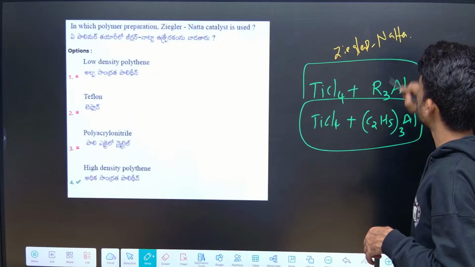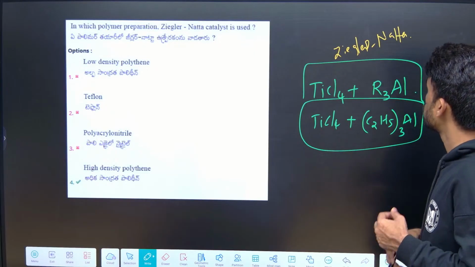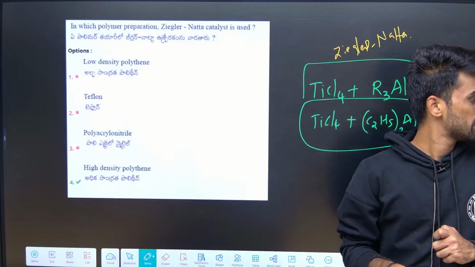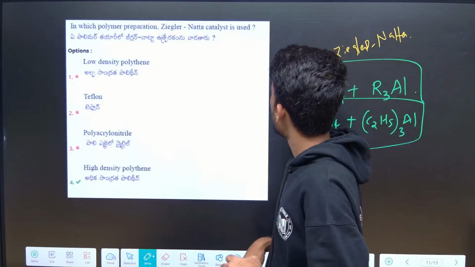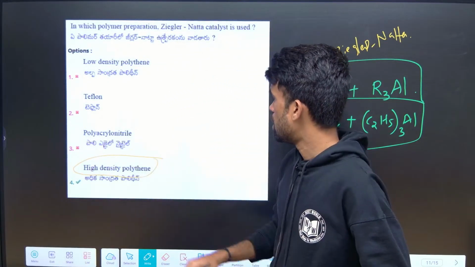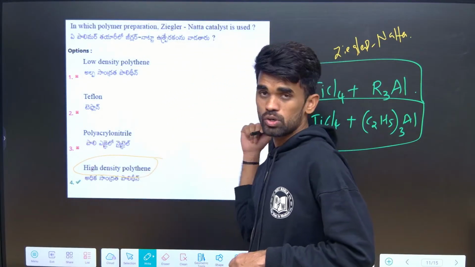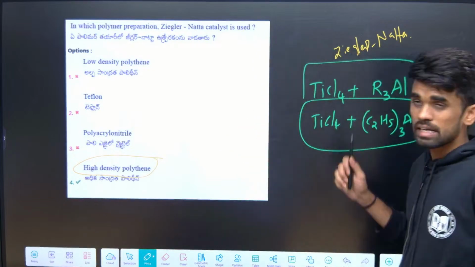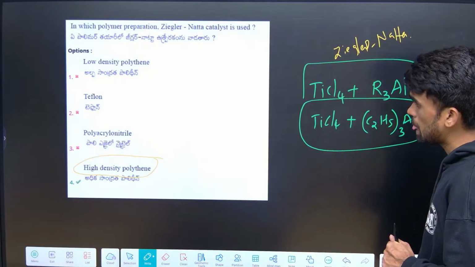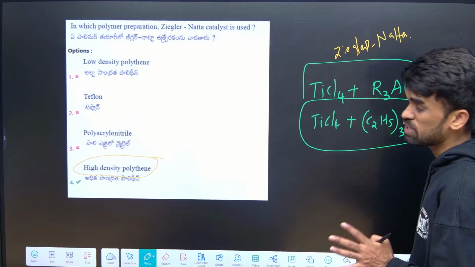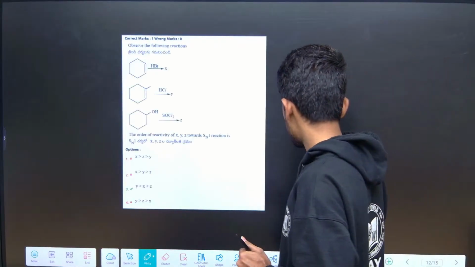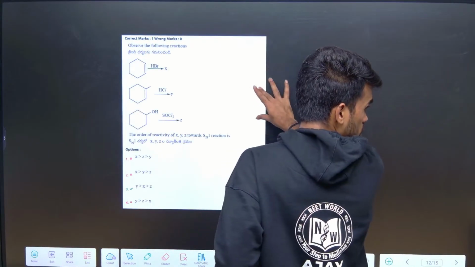So what is the use of this Ziegler-Natta catalyst? It is used for polymerization. Especially it will be more useful in the preparation of high density polymers like HDPE. High density polyethylene will be produced when we use this TiCl4 and trialkyl aluminum. Yes, this is a direct question from the polymers chapter, okay. Then next here we have, yeah, so can you answer this question?